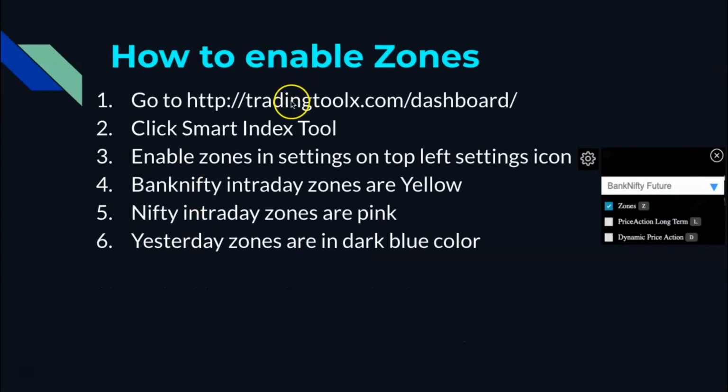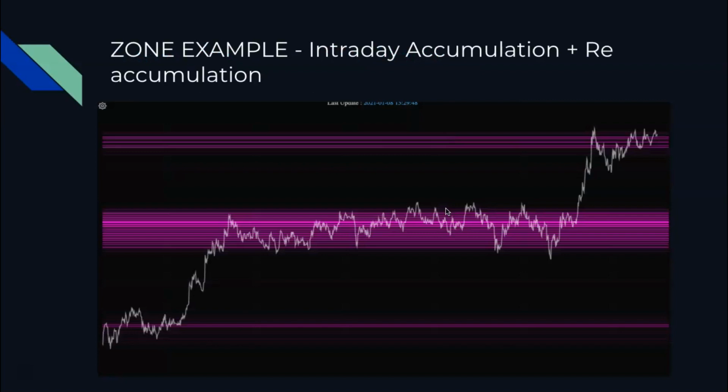To enable the zones, go to tradingtoolx.com/dashboard, click smart index tool, click the settings icon in the top left, choose the zones like this and click save. So Bank Nifty zones are basically yellow, Nifty intraday zones are basically pink, and yesterday's zones are in dark blue. This is required so you can see my examples and understand.